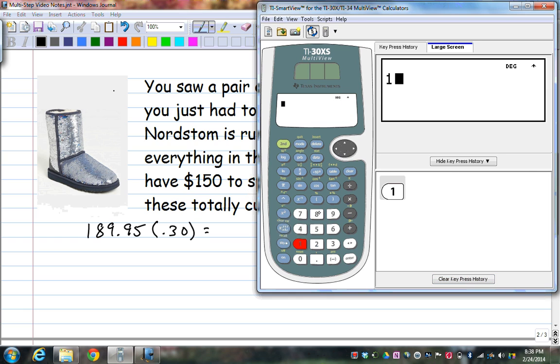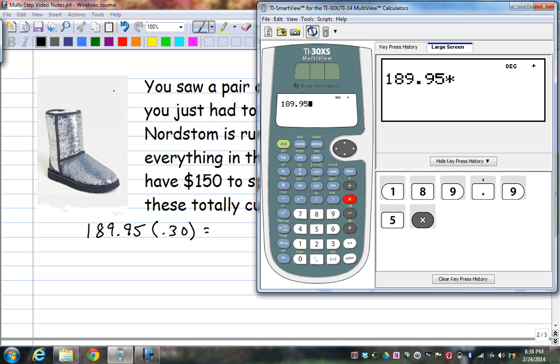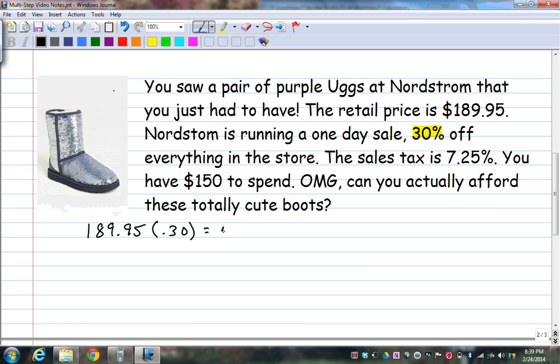So I have 189.95 times 0.3, which is the same thing as 0.30, and I get 56.985 actually, and then I'm going to have to round that to 56.99. So now what I have is the boots that were 189.95, and I got to subtract 56.99. I'm subtracting it because I'm getting the sale price for these boots.